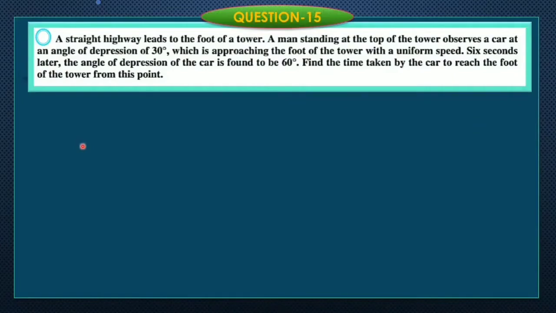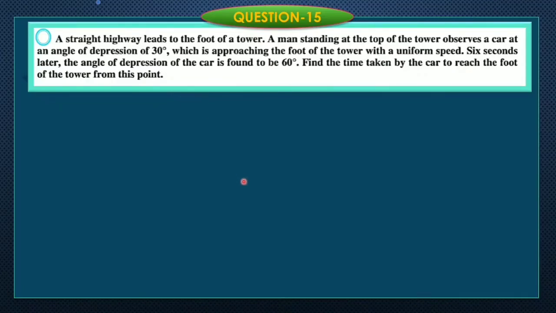Now students, we will discuss the last question of this exercise, that is question number 15, which says that a straight highway leads to the foot of a tower. A man standing on the top of the tower observes a car at an angle of depression of 30 degrees, which is approaching the foot of the tower with uniform speed. 6 seconds later, the angle of depression of the car is found to be 60 degrees. Find the time taken by the car to reach the foot of the tower from this point.